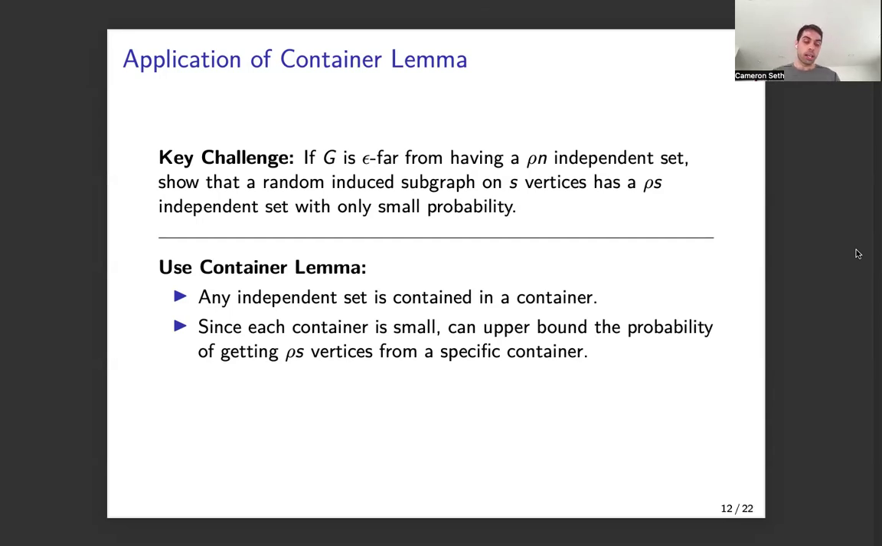So what we can do is that for each container, we can upper bound the probability that we would get a lot of vertices coming from that container. Because the container is small, we can do this. And then we can just take a union bound over all the containers. And so using this rough argument, you can analyze this property testing algorithm and show that it works with relatively small sample complexity.